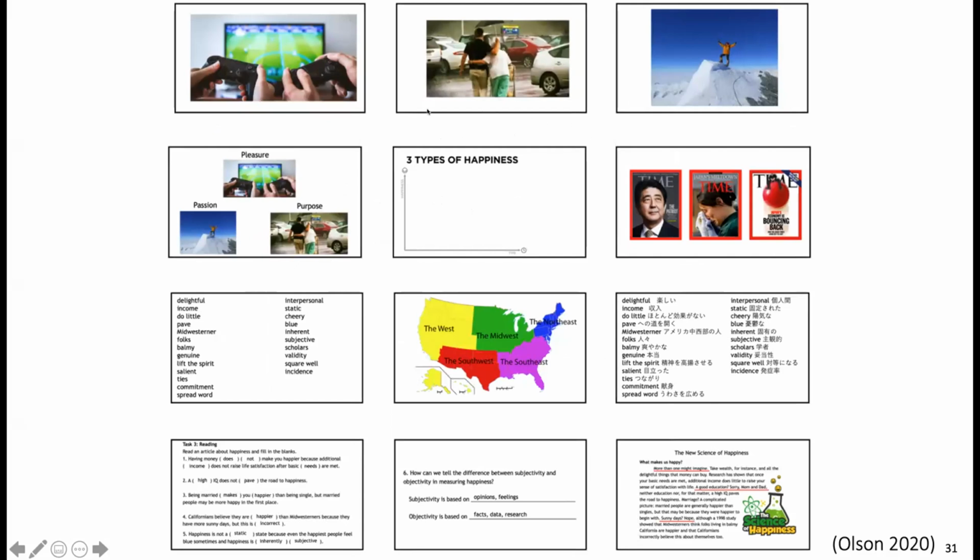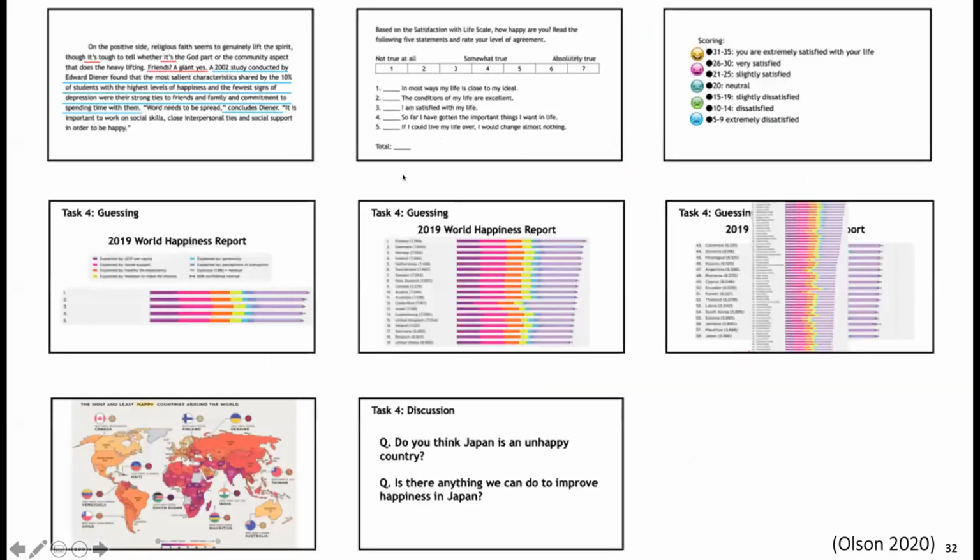So for example, vocabulary for the reading, or pointing out the differences between casual and formal English in the text. And this also included data and graphs and maps that were related to the lesson topic.